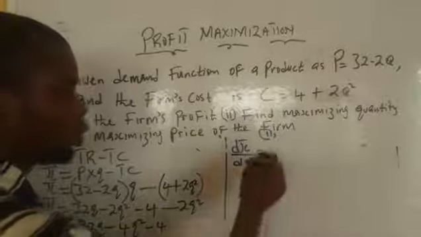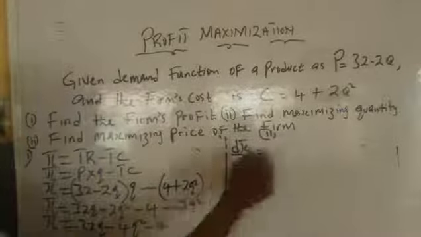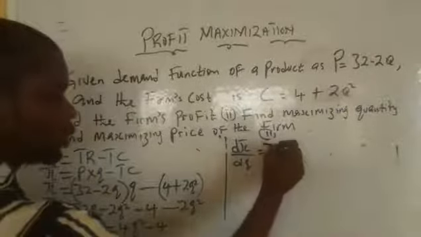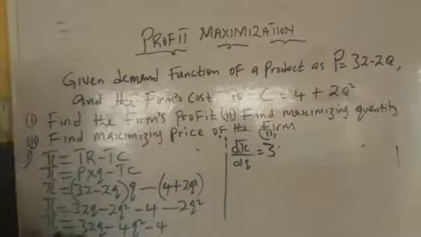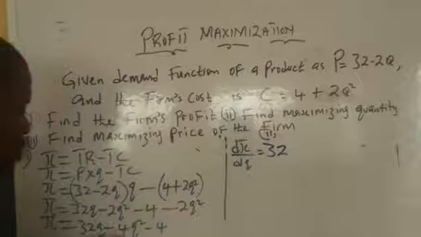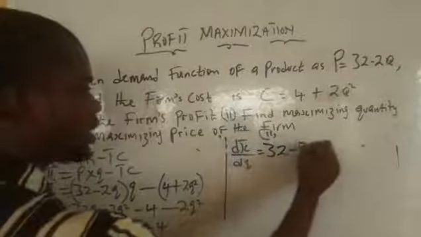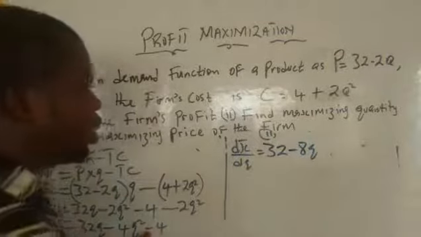Now, so what are you going to do? If you want to differentiate this, 32Q is going to give you 32. Please, if you don't know how to do differentiation, you have to learn it, and we're going to do that in our next video. Differentiation of 32Q will give you 32. Differentiation of minus 4Q squared will give you minus 8Q. Differentiation of minus 4, a constant value, is going to be 0.